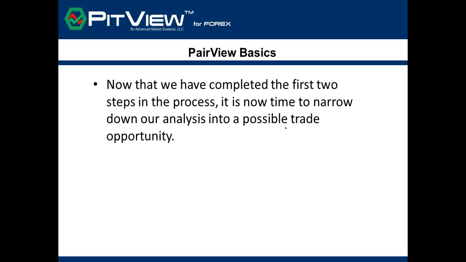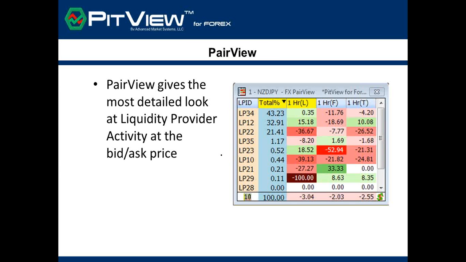So as far as pair view basics, this is really where the rubber meets the road. This is probably the point where you'd put pair view up on your screen and you'd start analyzing and looking for trade opportunities to either buy or sell. So looking at pair view, let's take a look at some of the basics on it. This is generally what pair view is going to look like when you pull it up on your screen. I generally like to simplify mine a little bit to only show just a couple of columns. But in this case, I'm looking at the New Zealand yen over that 1 hour time frame.